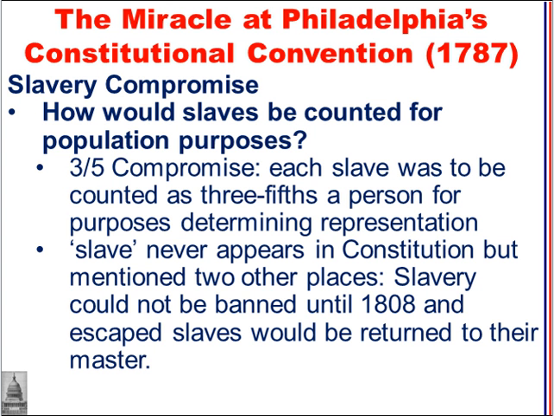The word slave never appears in the Constitution, but it is mentioned in a couple other places. Slavery could not be banned by Congress until 1808, so Congress couldn't address slavery until 1808, and escaped slaves would be returned to their master. And continuing with some disagreements that had to be worked out at the Constitutional Convention, we will get into those in our next presentation.